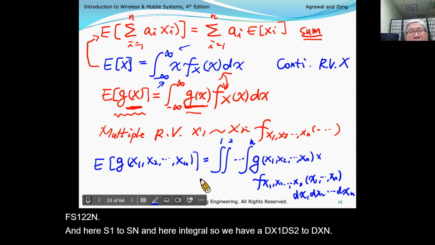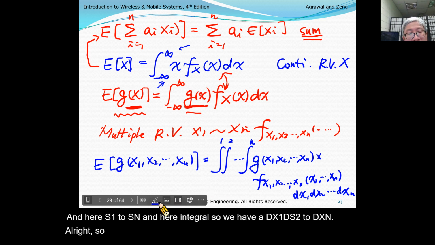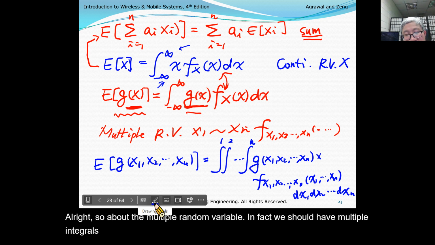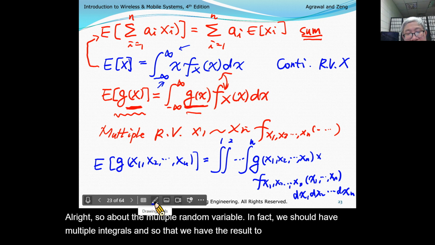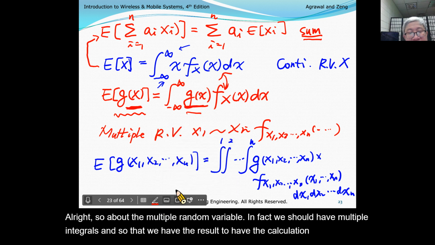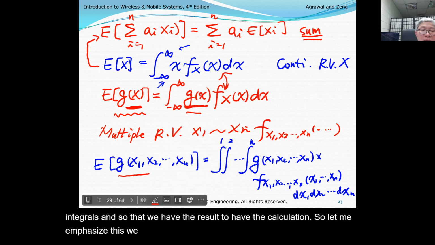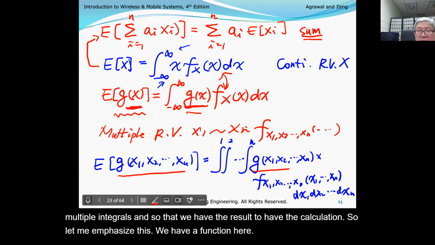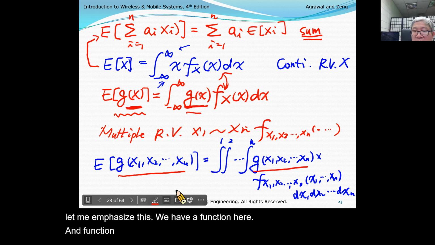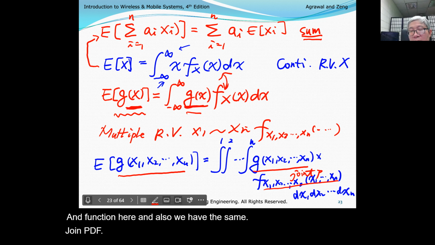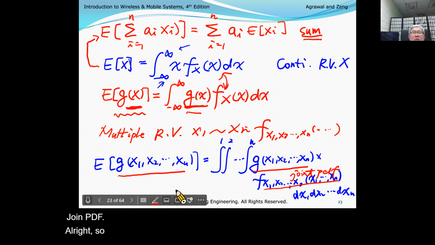Alright, so about multiple random variables, in fact, we should have multiple integrals, so that we have the result to have the calculation. Let me emphasize this: we have a function here and a function here, and also we have the same joint PDF. So with the joint PDF, then we can have the result.